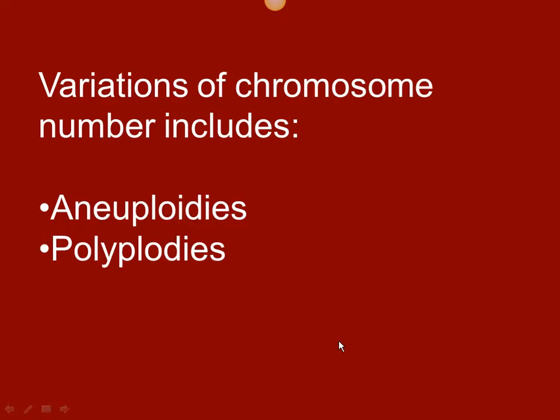All right, but now we're going to move on to, instead of unusual chromosome structures, unusual numbers of chromosomes. And in this lecture segment, we're going to look at aneuploidies specifically. And then in the lecture segment after this one, we'll look at polyploidies.